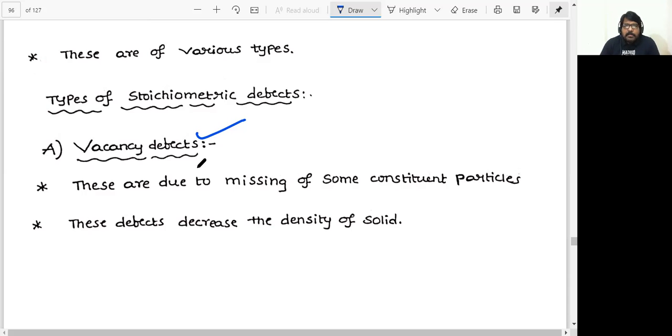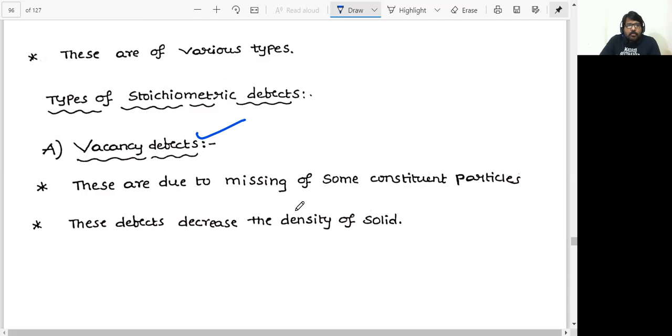So some constituent particles are missing, right? Density is equal to mass by volume. Volume is not getting affected; the volume of the unit cell remains the same. We expect 4 constituent particles in one unit cell. Due to the missing of, for example, one constituent particle, instead of 4 there are only 3 particles. So the mass of the unit cell decreases, while volume remains the same. Mass of the unit cell decreases means density will definitely decrease. So these defects decrease the density of the solid.